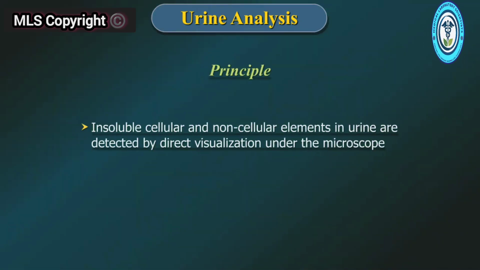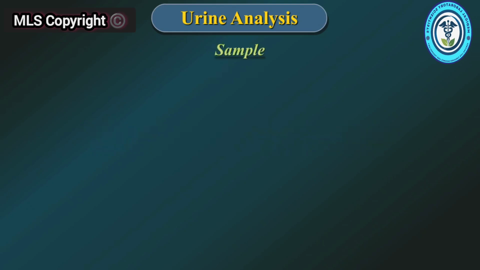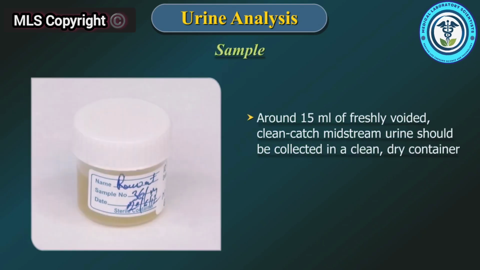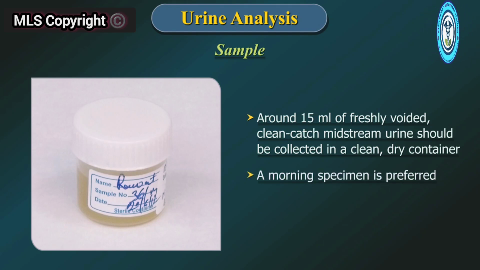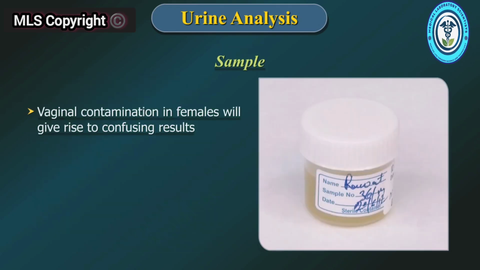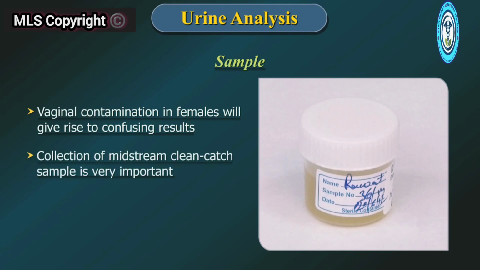Principle: insoluble cellular and non-cellular elements in urine are detected by direct visualization under the microscope. Sample: around 15 ml of freshly voided, clean catch midstream urine should be collected in a clean dry container. A morning specimen is preferred. Vaginal contamination in females will give rise to confusing results. Hence, collection of midstream clean catch sample is very important.